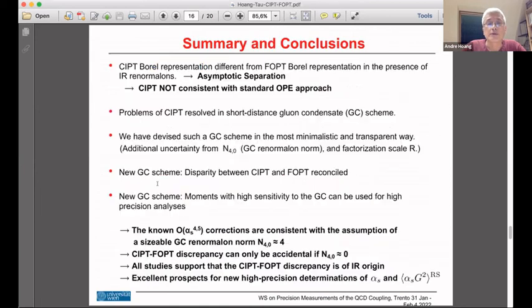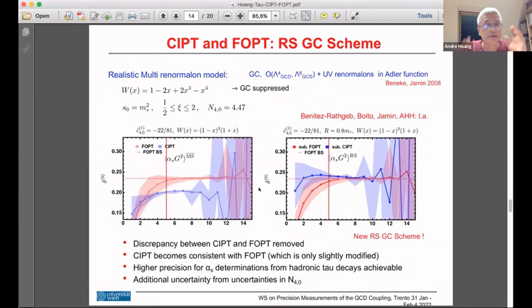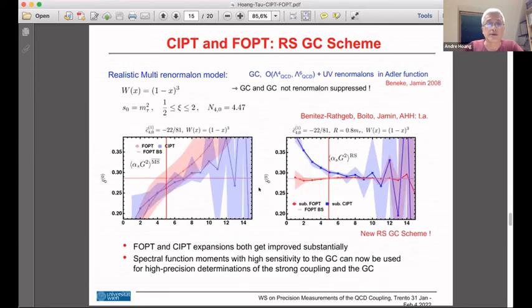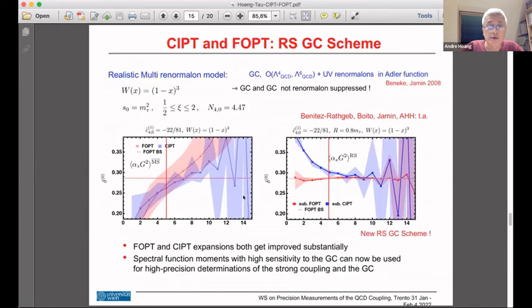But I'm happy to make that assumption because of everything I see from all the observations, all these moments here. I picked 2, but you can take any moment. It's always the same observation. It seems that it is really true. And so if you use this new scheme, the disparity between CIPT and FOPT is reconciled. And that means, of course, that these moments, which people have not used before, now are accessible to determinations of the strong coupling. Even the gluon condensate can be determined very precisely from it.